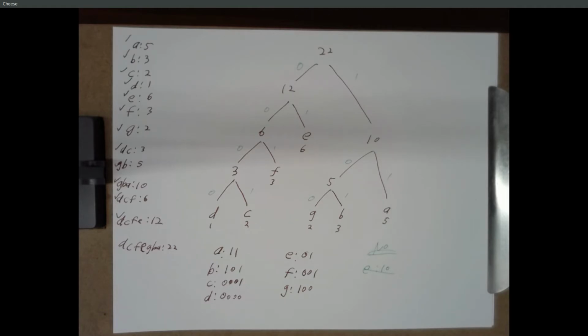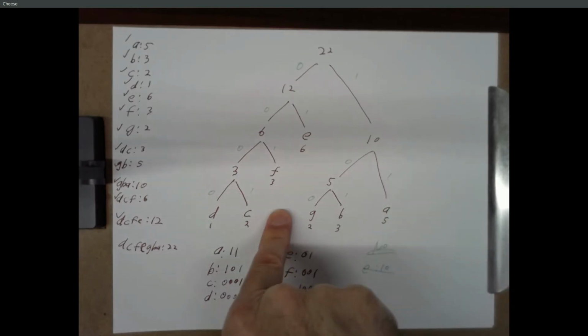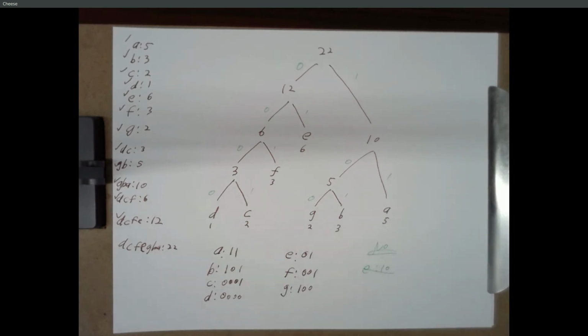Yeah? Just a small question. When you were building the tree here, could you have just switched the C and the G around? Sure. Yeah, I could have done them in different orders. When I put my A here, I could have put it on the left, which would have changed the final coding. Okay, so there's no definite way of making it, as long as it just makes sense.